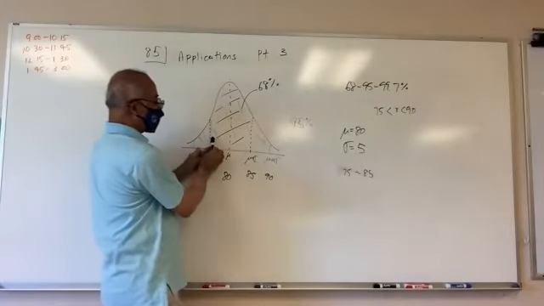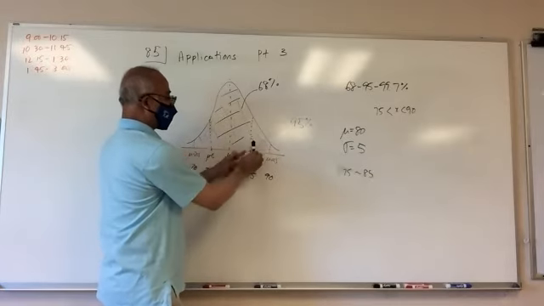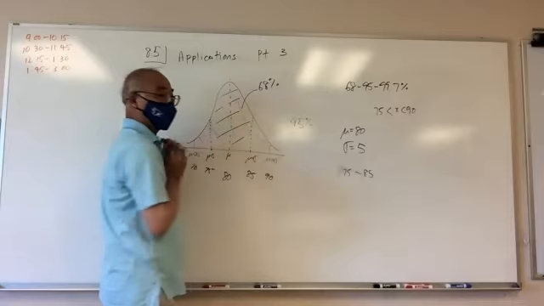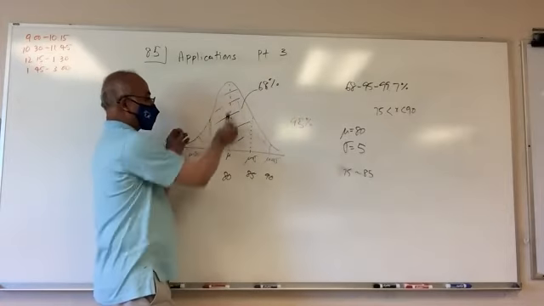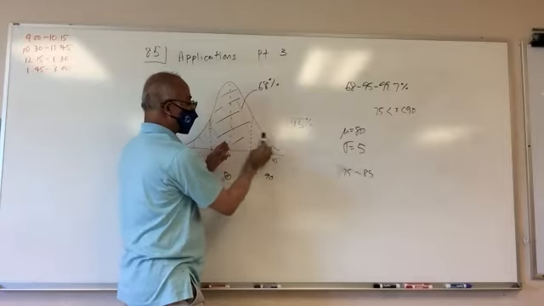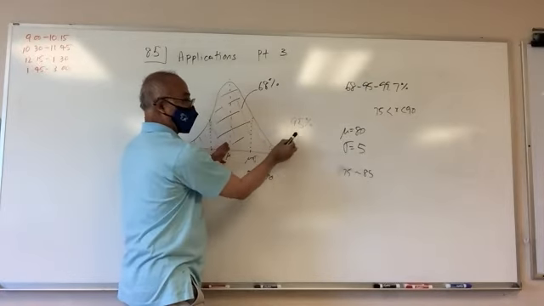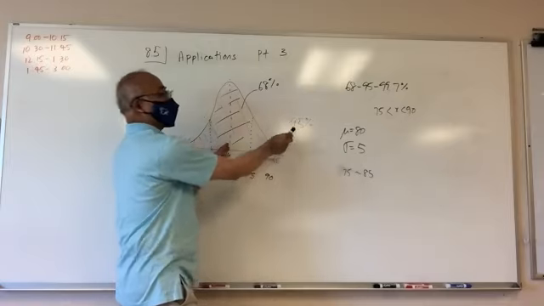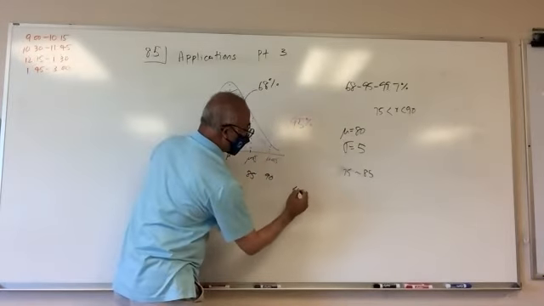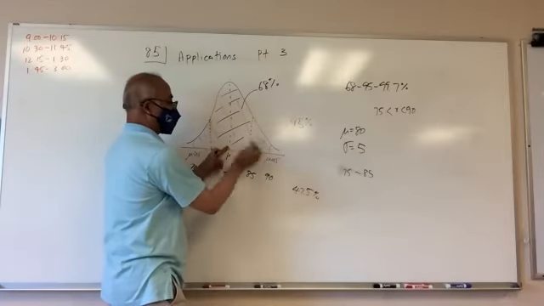From here to here was what percent? 68%. So I just need to figure out what from here to here is. Right? So I look at this as half. This is 34%, correct? What is here to here? Correct. It's half of 95. Right? So it's going to be 47.5% from here to here.